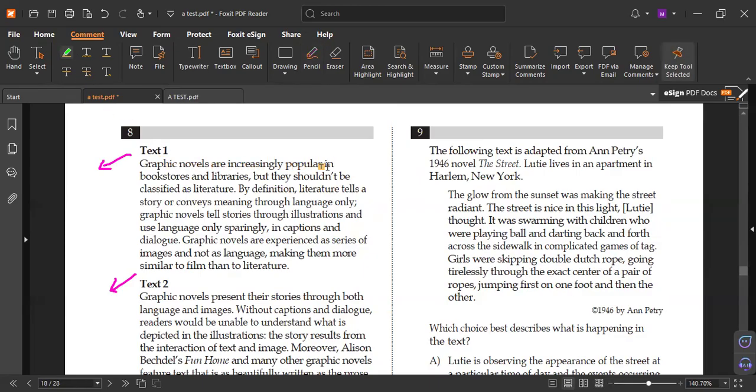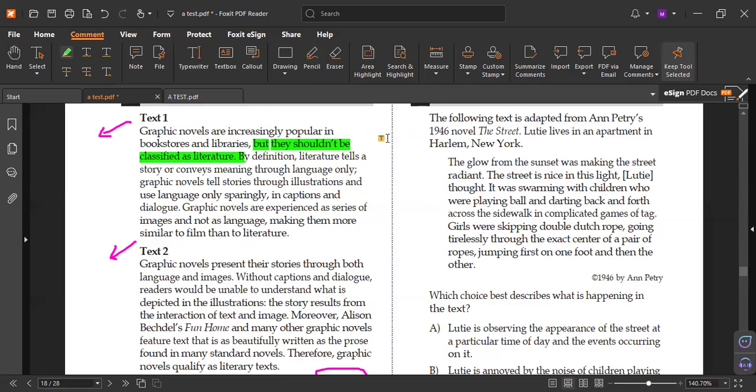Come on, quickly. Graphic novels are popular in bookstores, okay, but they should not be classified as literature. As I told you, focus on the ideas after the fanboys, because this is the main idea of the test maker. They shouldn't be classified as literature. And then he tells you why it's not literature. By definition, literature tells a story or conveys meaning through language only. Graphic novels tell stories through illustrations and use language only sparingly. It means illustration does not use language too much, because only sparingly means the stories use a small number of words, in captions and dialogue. Graphic novels are experienced as a series of images, not as language. That's why they're not classified as literature, making them more similar to film, not literature.